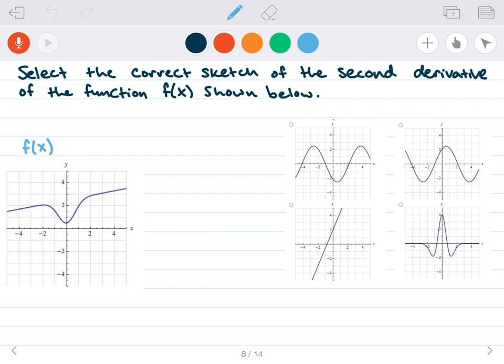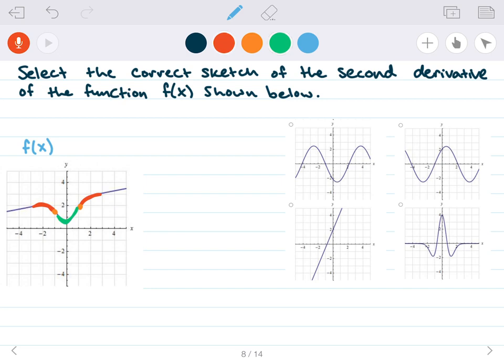So if I look at this graph of f of x, it appears that it's concave down right here, and maybe this is a point of inflection. That kind of looks to be the case. And it's also concave down, probably right here, and then it starts to flatten out. And then it's going to be concave up right in this little interval. So let's go ahead and go through these choices and use the process of elimination.